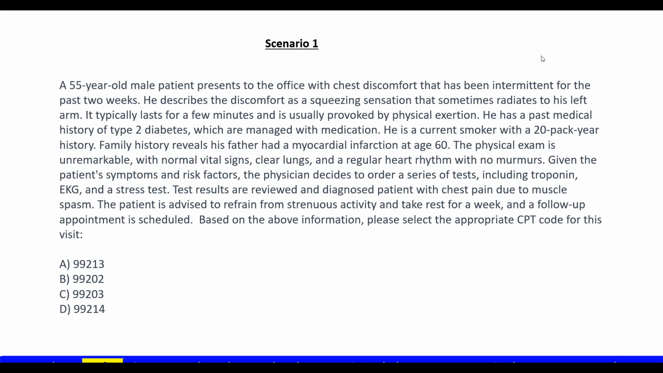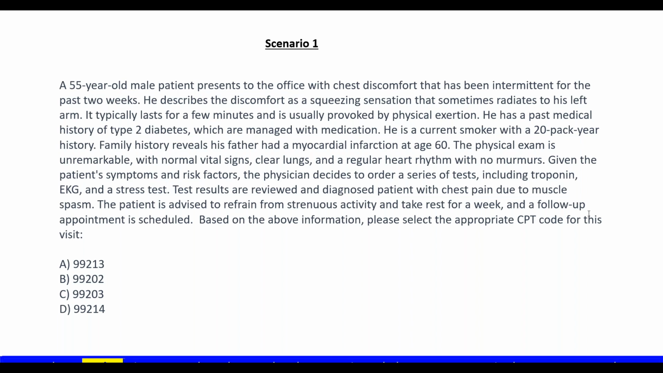Hello, hello, coders. So glad that you all made it. Based on the above information, please select the appropriate CPT code for this visit: A, 99213; B, 99202; C, 99203; and D, 99214.